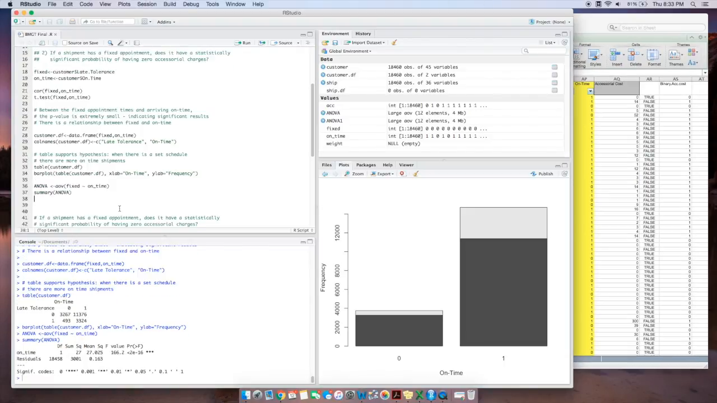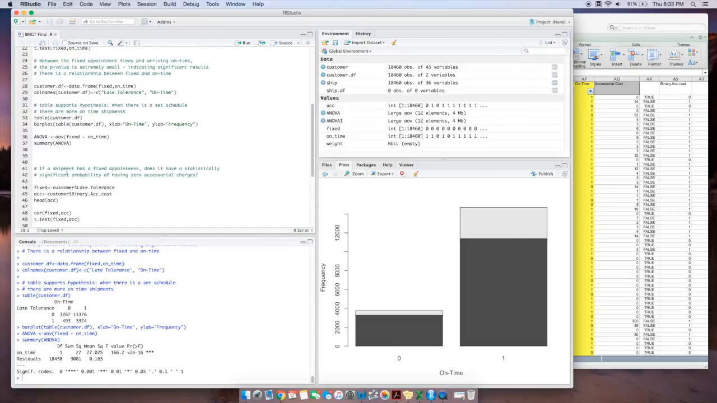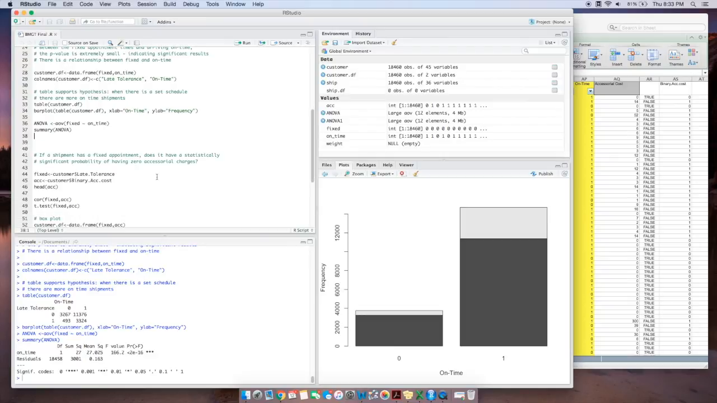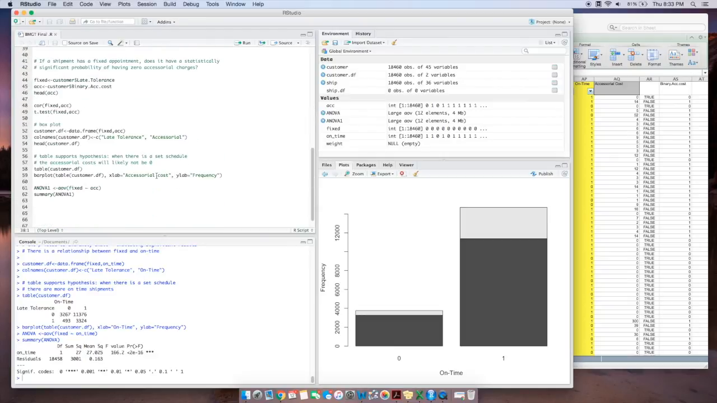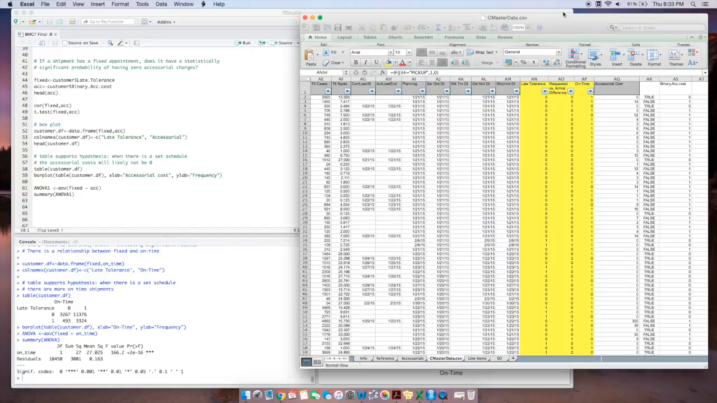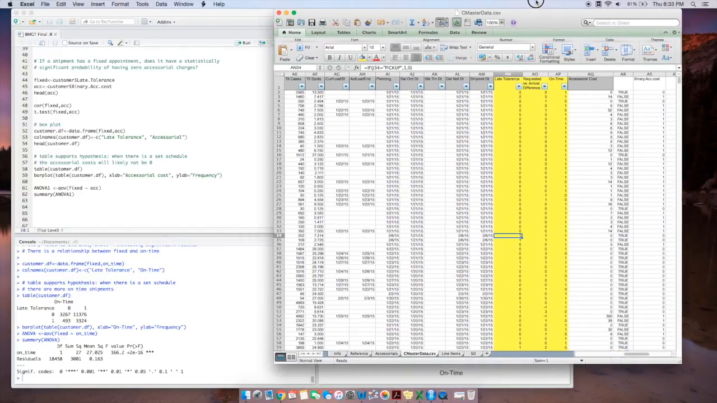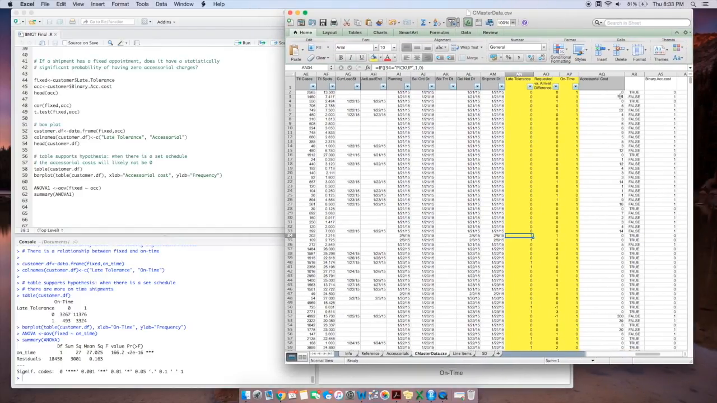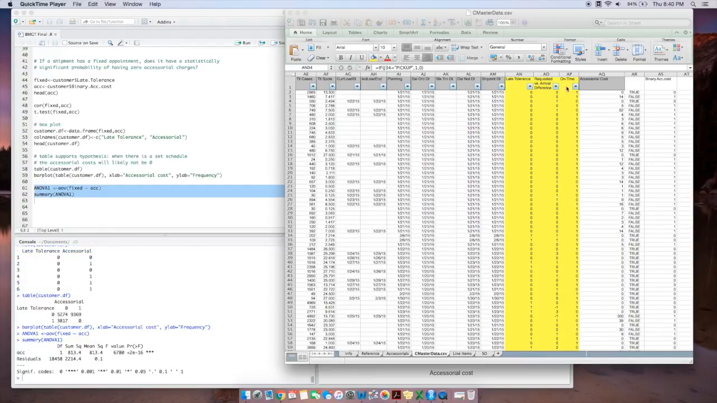Now I'm going to move on to the second question. If a shipment has a fixed appointment, does it have a statistically significant probability of having zero accessorial charges? For this question, I had to mess with the Excel sheet a bit. I created two new columns here, working with the data that we were given.